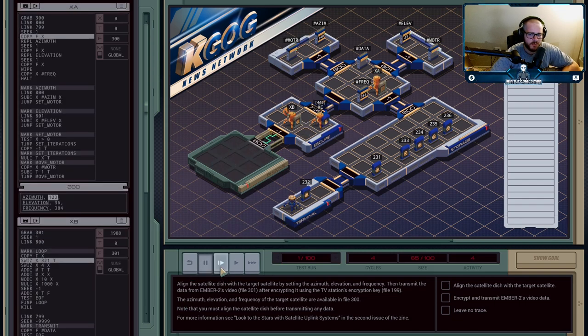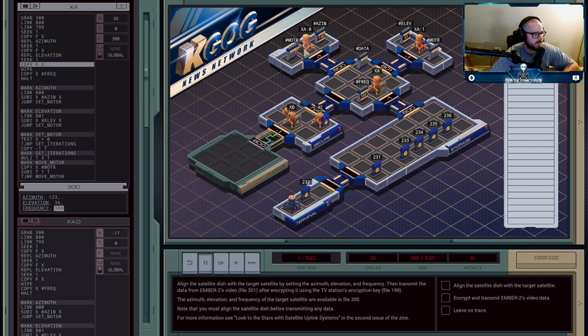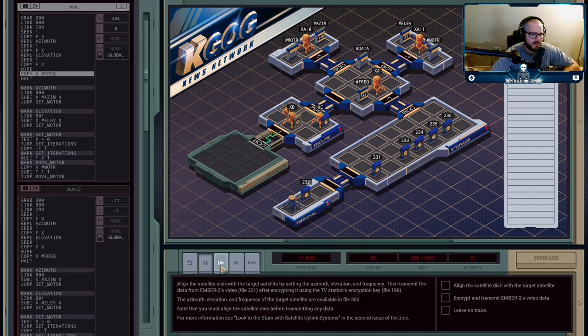The same thing is happening over at the elevation side, so that's not very interesting. The only last thing to note is the frequency doesn't have a motor. The frequency can be written to directly. So after XA deploys our agents into the azimuth and elevation controllers, it's just going to copy the frequency directly into the frequency register, and he's done.